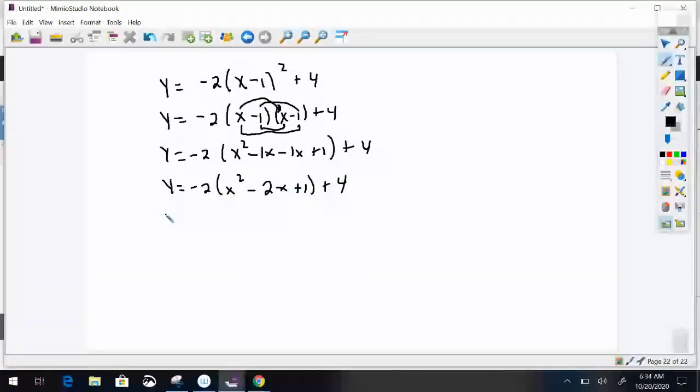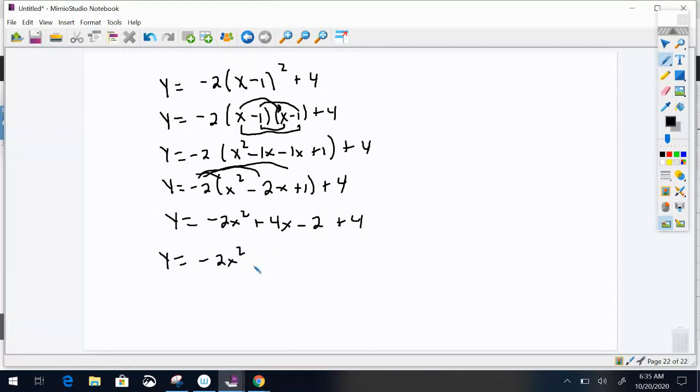I'm going to distribute now. So y equals negative 2x squared. Pay attention to your signs. Plus 4x minus 2 plus 4. Y equals negative 2x squared plus 4x plus 2. So again, those two should give you the same exact equation if I were to plug those into Desmos.